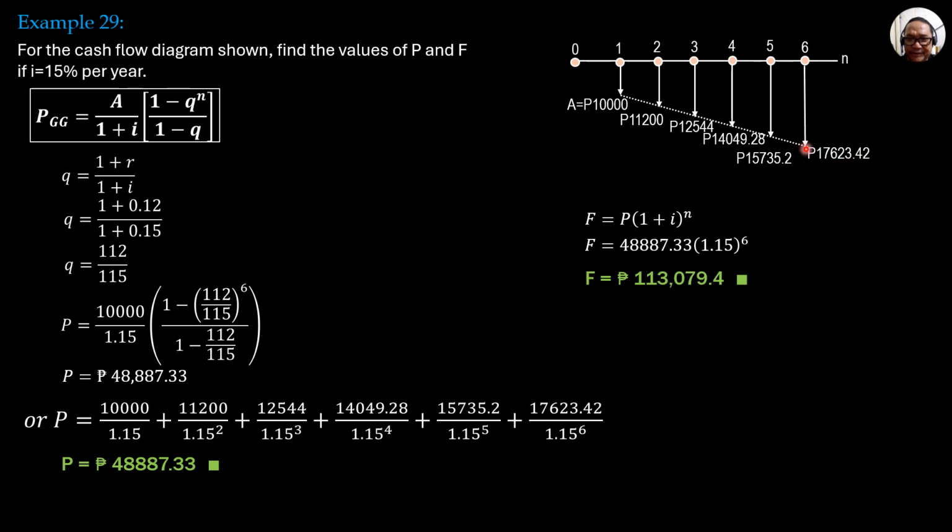Another way of computing this F here, it is equal to, we simply project 17,623.42, that's already the future, plus 15,735.2 times 1.15 to the 1, plus 14,049.28 times 1.15 square, plus 12,544 times 1.15 cube, plus 11,200 times 1.15 to the fourth, plus 10,000 times 1.15 to the 5. I'm not showing it here, you solve it that way, and you should be able to obtain the same answer, which is 113,079.4.